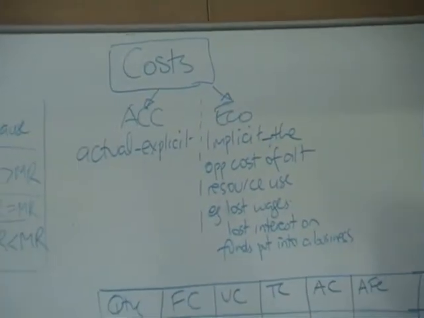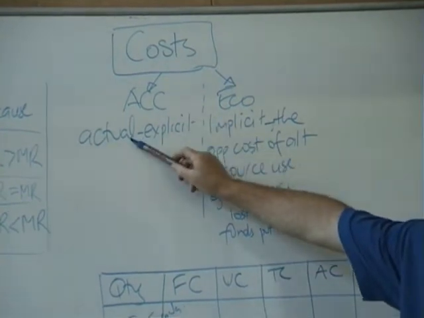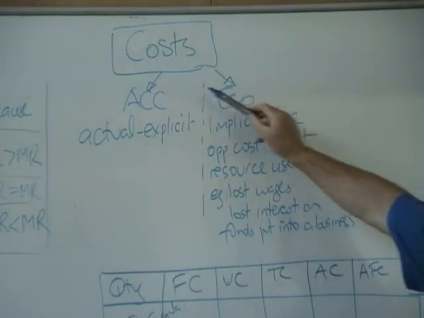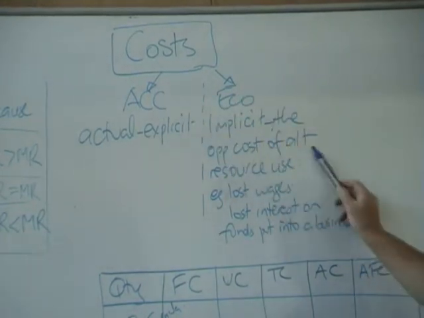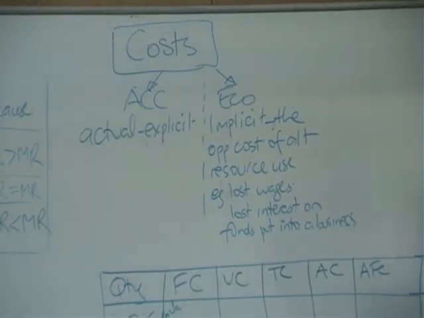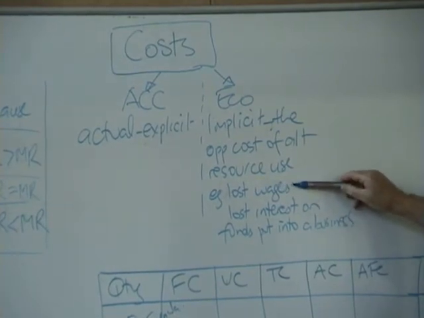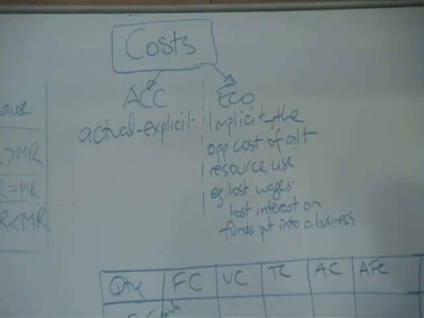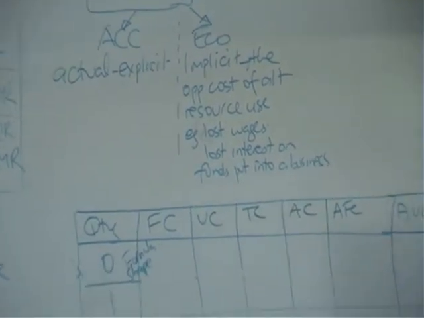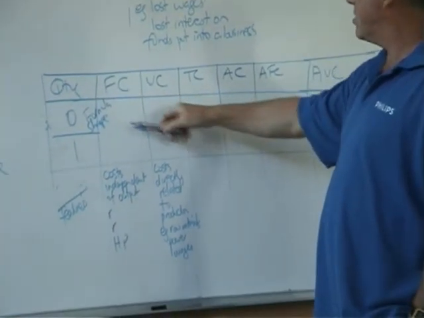Now on a firm's cost we've got either accounting costs or your economic costs. Your accounting costs are the actual costs or explicit costs involved. Your economic costs include those accounting costs as well as the opportunity costs of alternative resource use. So someone that starts up a business, their economic costs are things like the lost wages they could have got in some other occupation, or the lost interest they may have got on funds that they put into their business rather than an account.